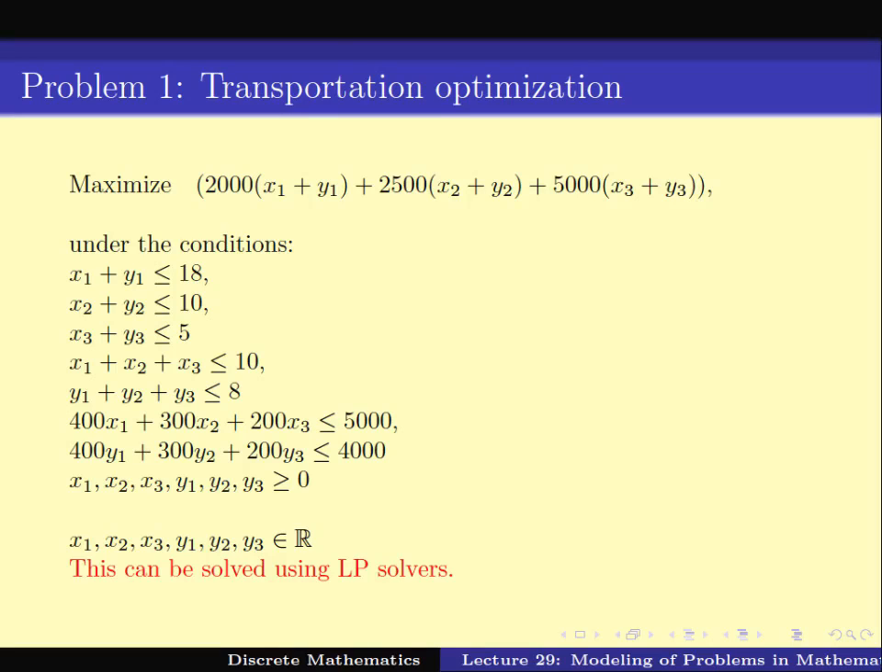So this can be solved using LP solvers, and hence we have seen how we can model this problem using LP and then use the standard tools that we have for LP solvers to solve it.